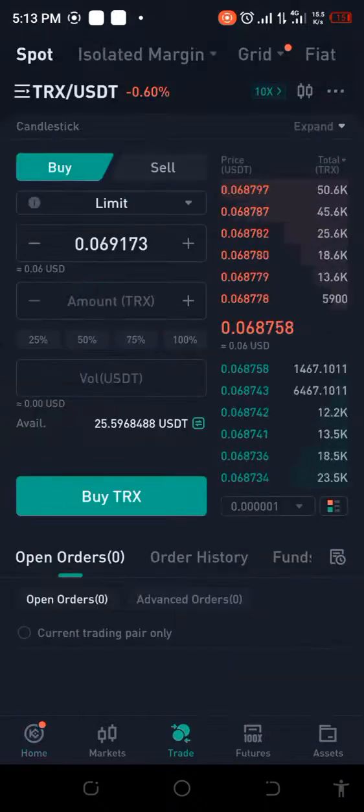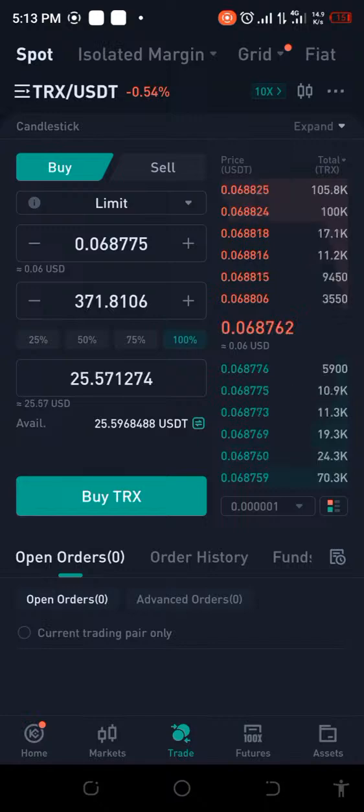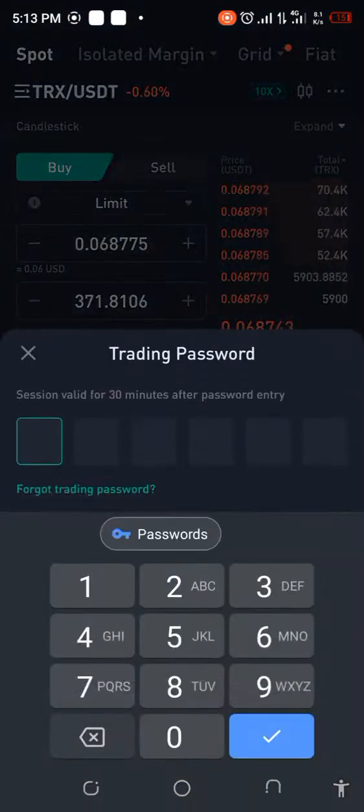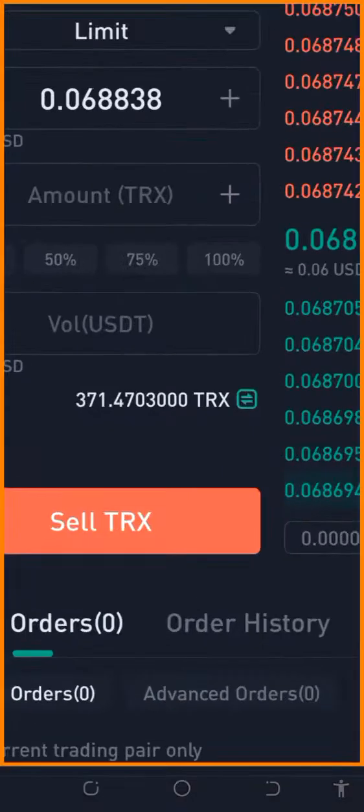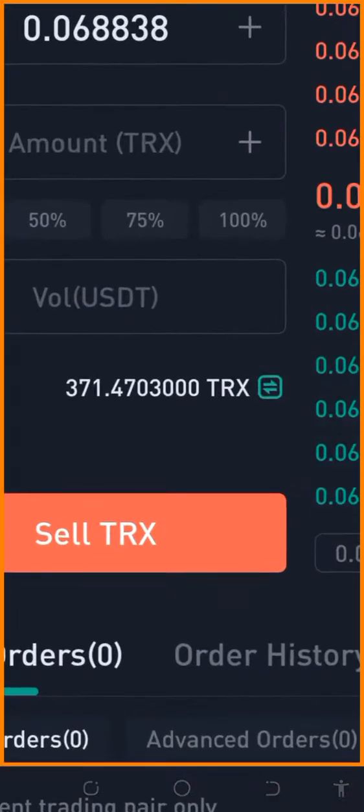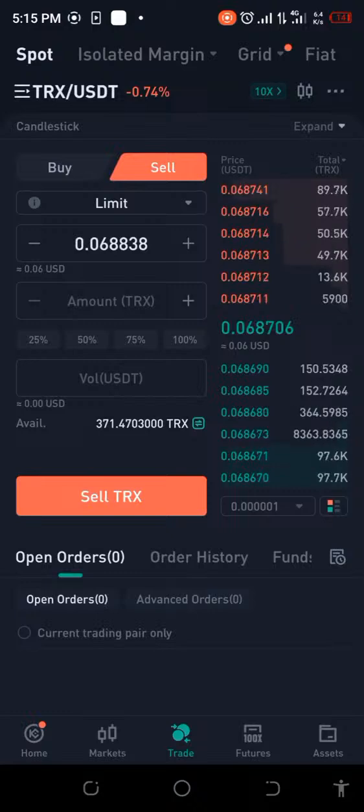And I'm hoping, oh, beautiful. At least while I was waiting, the price of TRX went down, which is good. So now let's go ahead and quickly buy this. I'm going to put in my verifications and I'll be back. Okay, right now we've sold that. If you can see, we have 371.470. Let's hope that we'll be able to get all of that over to Binance.